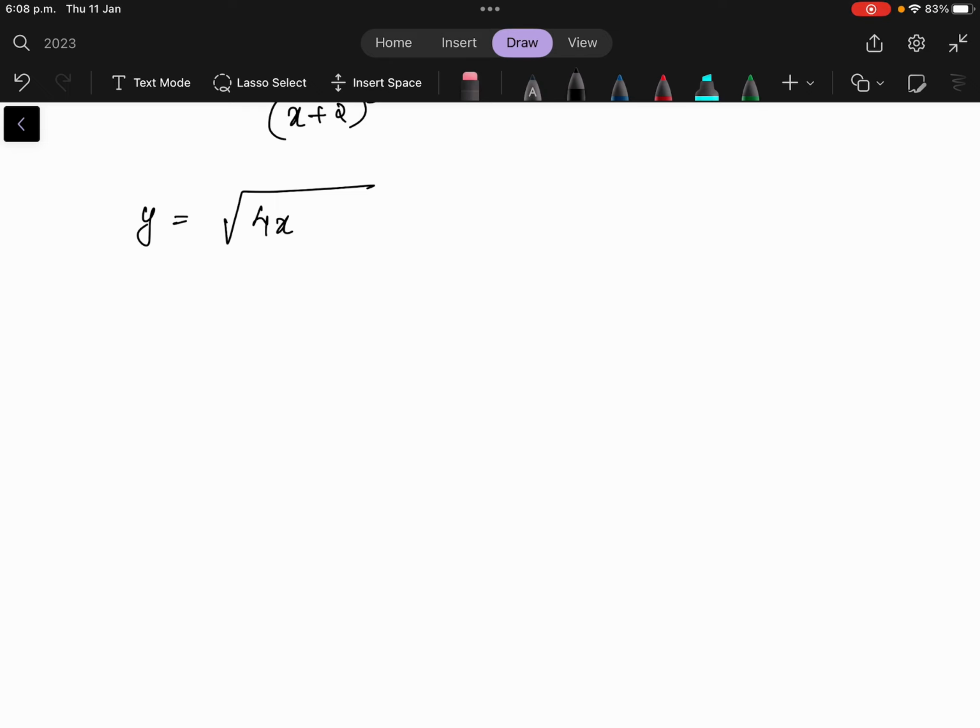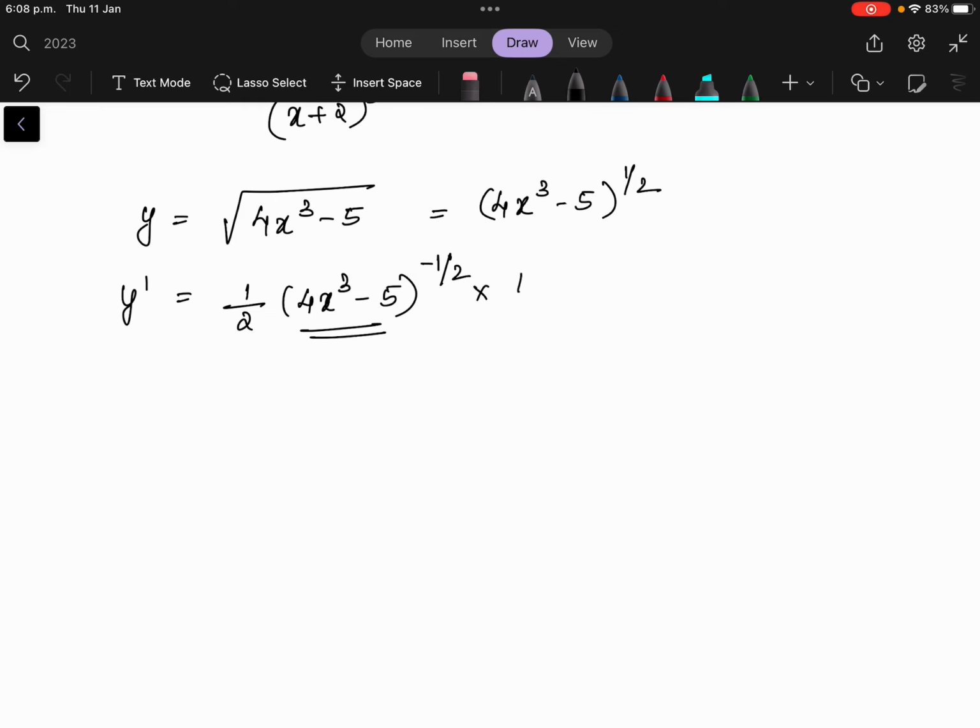Square root of 4x cube minus 5. Square root we don't know how to differentiate, so you just write this as (4x cube minus 5) to the power of 1 over 2. So y dash is equal to 1 over 2 times (4x cube minus 5) to the power of 1 over 2 minus 1, which is equal to minus 1 over 2, and then differentiate this. So 4x cube gives 12x square, and then you simplify this and it will become 6. So 6x square times (4x cube minus 5) to the power of minus 1 over 2, and then there is a negative power here.